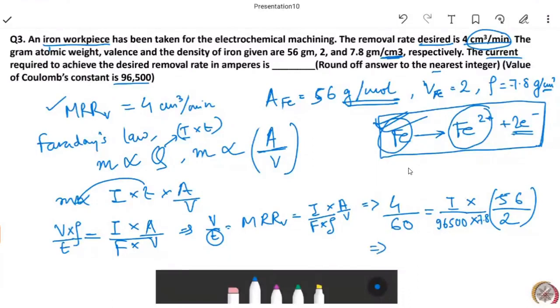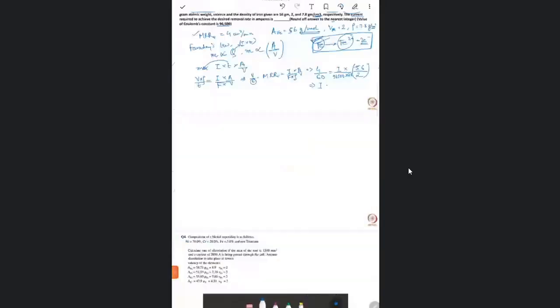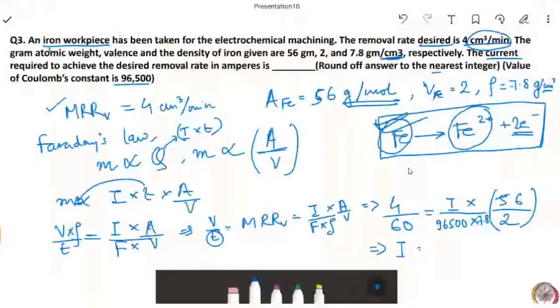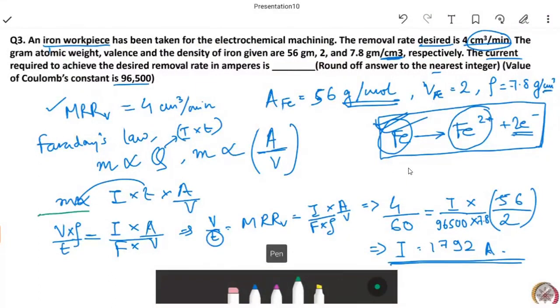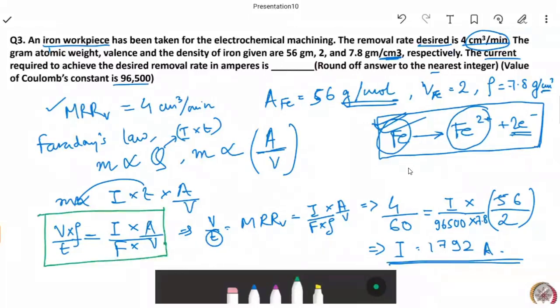Now if you do the calculations, you will find I is coming out to be 1792 amperes. So this was a simple numerical where, if you could recall this particular formula, then you just substitute the values and you will arrive at the end result.